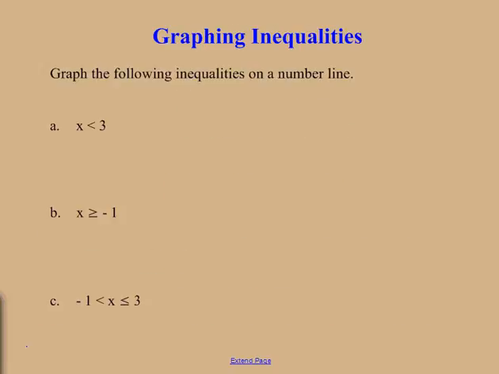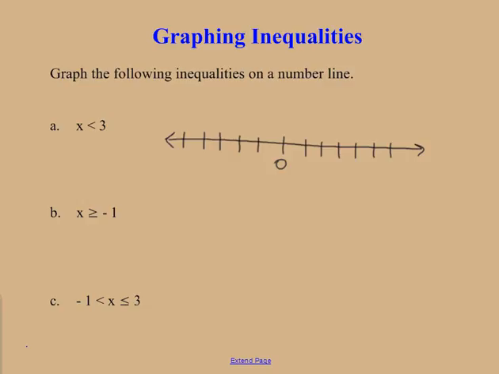Next, we're going to review graphing inequalities. We have three examples here. Let's work through all three of them. In each case, we're going to start with a number line. You always graph an inequality on a number line. When drawing your number line, it's important to include 0 because it's sort of the starting point or the middle of the number line. Obviously, to the right we have our positive numbers, and to the left we have our negative numbers.